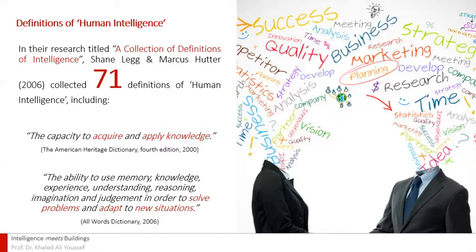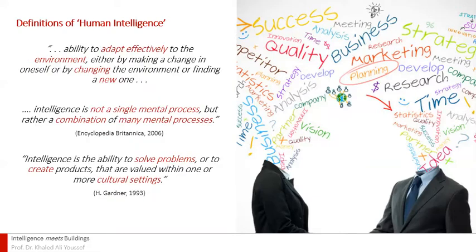of human intelligence. These include the capacity to acquire and apply knowledge, as per the American Heritage Dictionary, the abilities to solve problems and adaptation to new situations, according to Old World's Dictionary, and adapting effectively to the environment, as per Encyclopedia Britannica, which argued that intelligence is not a single mental process. It is a combination of many mental processes. Further, intelligence means solving problems with cultural settings, according to Gardner.